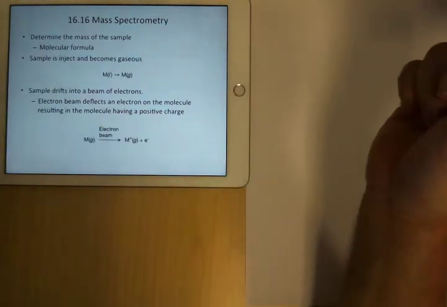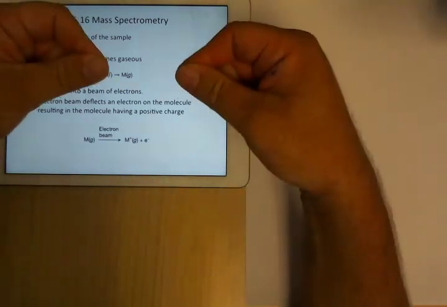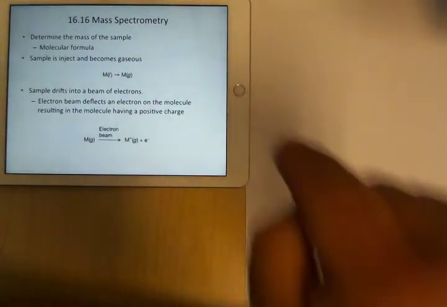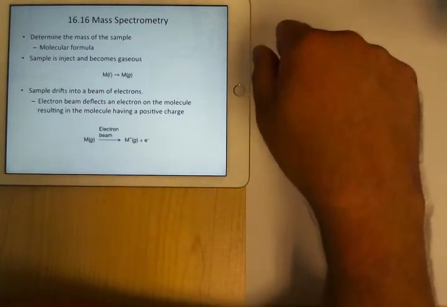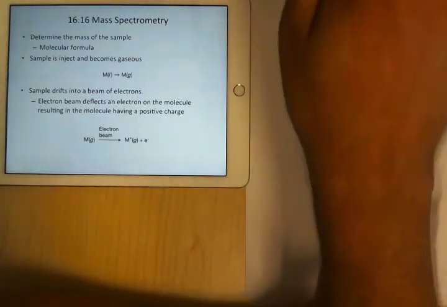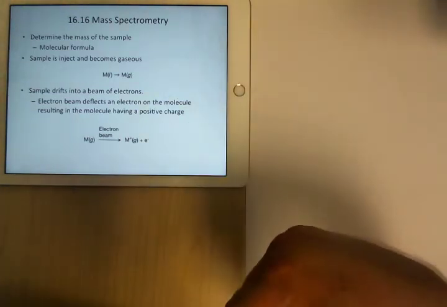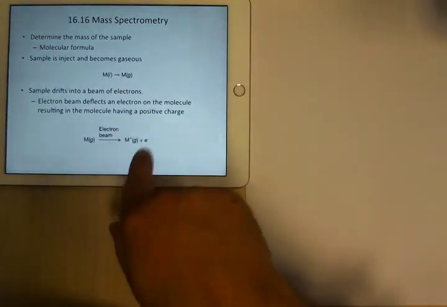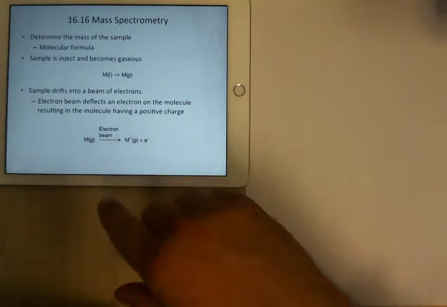It's like when you have two magnets and you're trying to put the north poles together, right? They repulse. Well, if you fire a negative charge at something, it's going to repulse a negative charge in your molecule, particularly one of the electrons in the bonds. And so it kicks off one of the electrons. So now the molecule is down an electron, right? You've kicked off an electron, and so now your molecule has a positive charge.